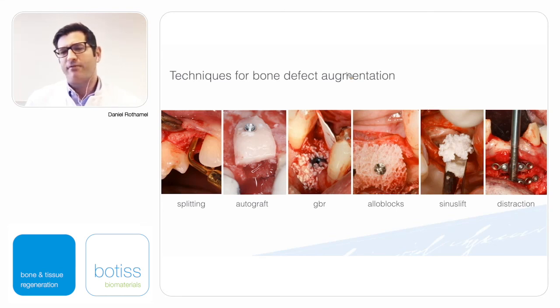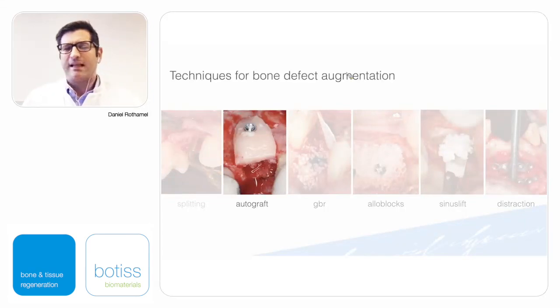Of course, we have different other techniques like sandwich osteotomy, where we can use modification of the recipient area. Nevertheless, these are the main techniques that are used in our department for peri-implant bone and soft tissue regeneration.